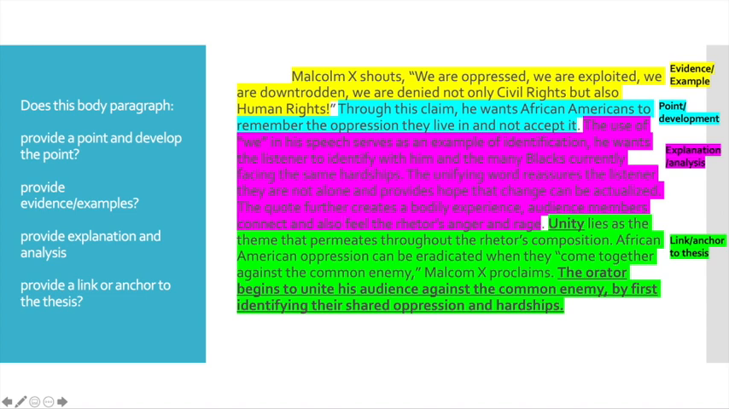As we look at this, think about, does this body paragraph provide a point and develop the point? Does it provide evidence and examples? Does it provide explanation and analysis? And does it provide a link or anchor to the thesis?